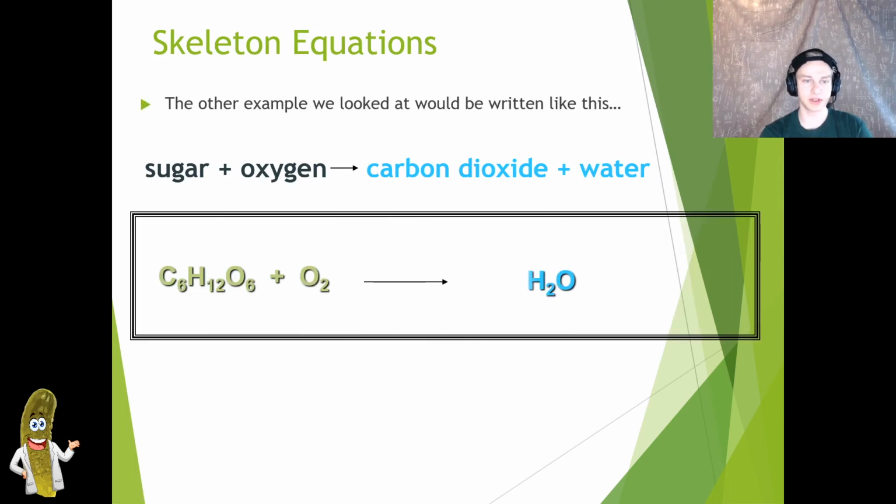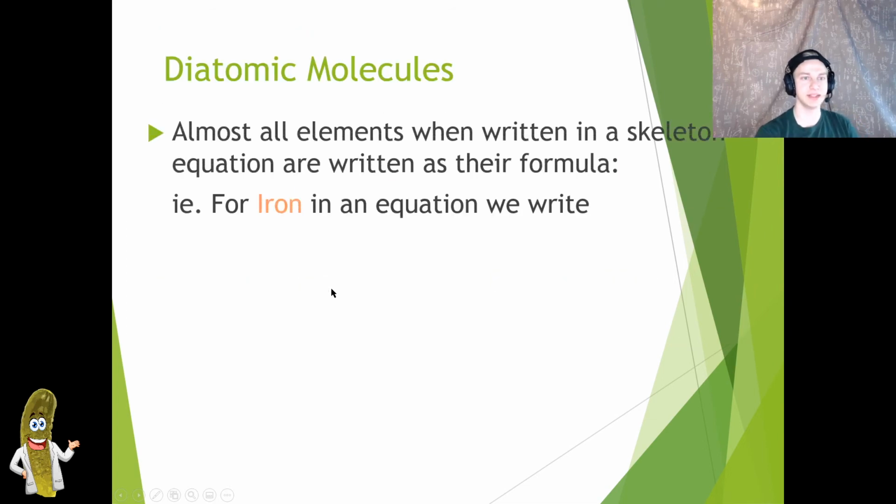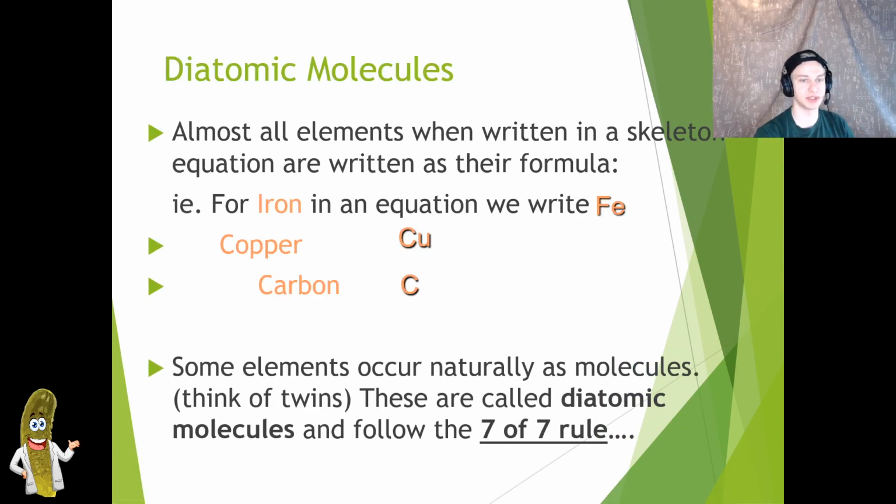The other example that we looked at, again, there's no way I would expect you to know this, but this is one of the key reactions that we eventually talk about in Bio 30, where we have sugar and oxygen going to form carbon dioxide and water. Again, oxygen's diatomic, so when it's by itself, there's two of them. And that leads into this conversation here about diatomic molecules.